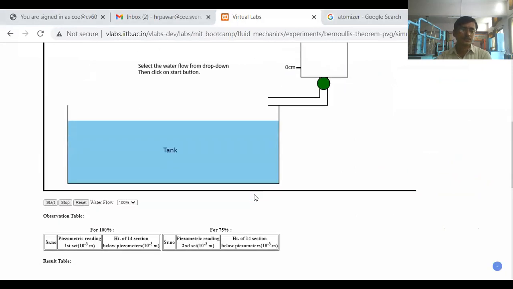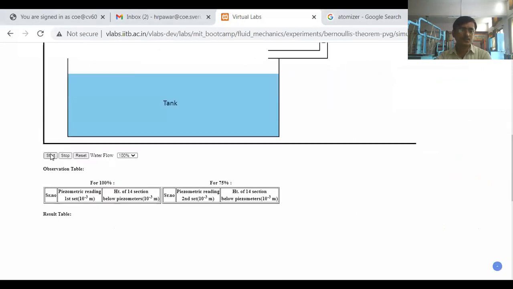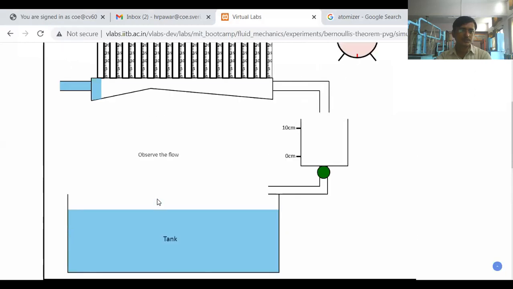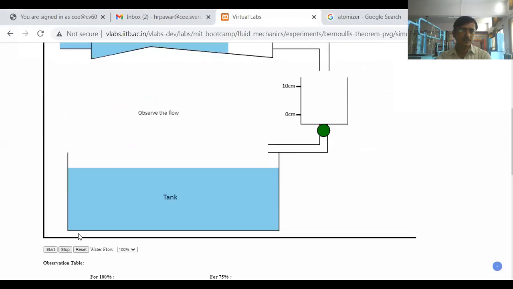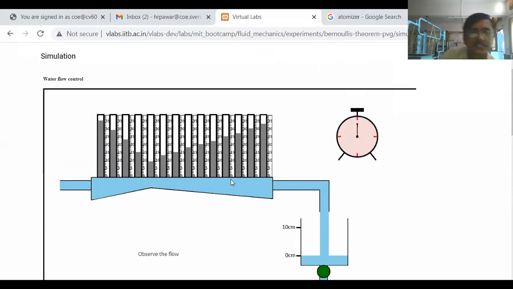Now let us start here. You can see here is the start button, stop button is there, reset button is there. I will start the motor. What will happen? Let us see. So now the water is coming inside this pipe. After filling, water is coming here. I will stop the motor here. Okay, you can see here. I have stopped the motor, and you can observe the pressure head at this particular section is minimum.